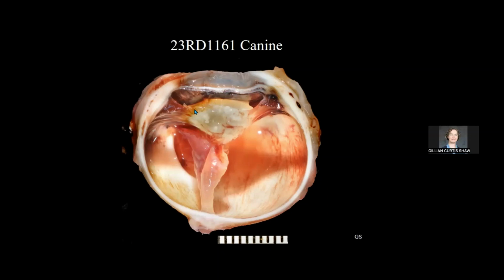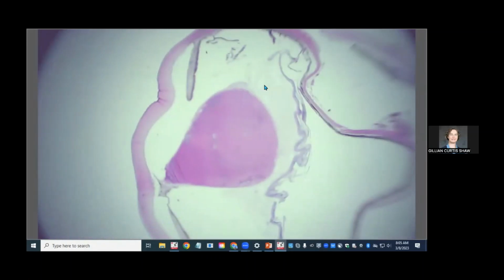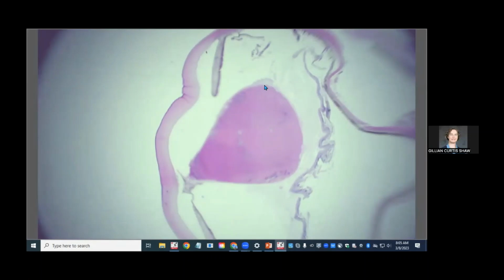We did multiple deeper sections on this one to fully sample everything. Let's see what we find here. All right, here's our low mag view.